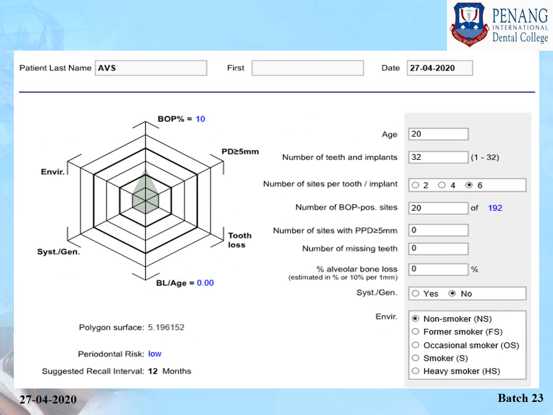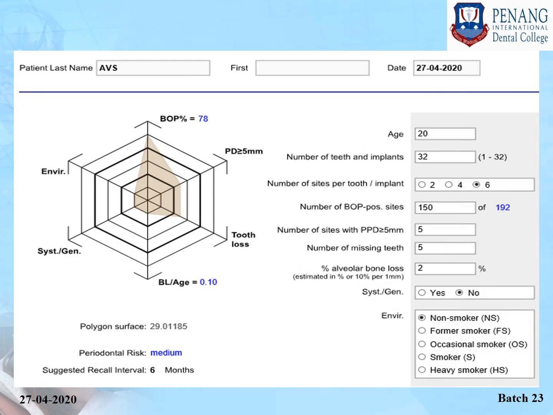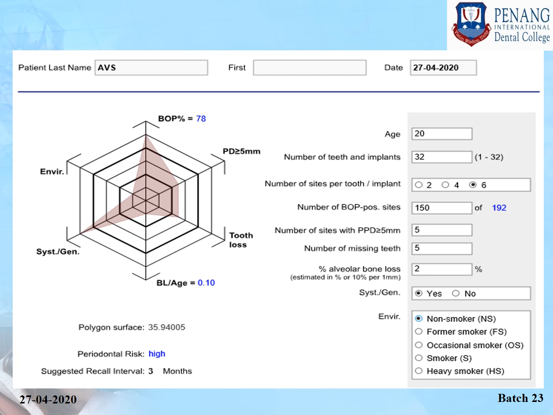In the low risk, as you can see here, the color coding is light blue. For moderate, it is light pink. For high risk, a different color is there. So you can use this color coding to separate the patients according to their risk also.